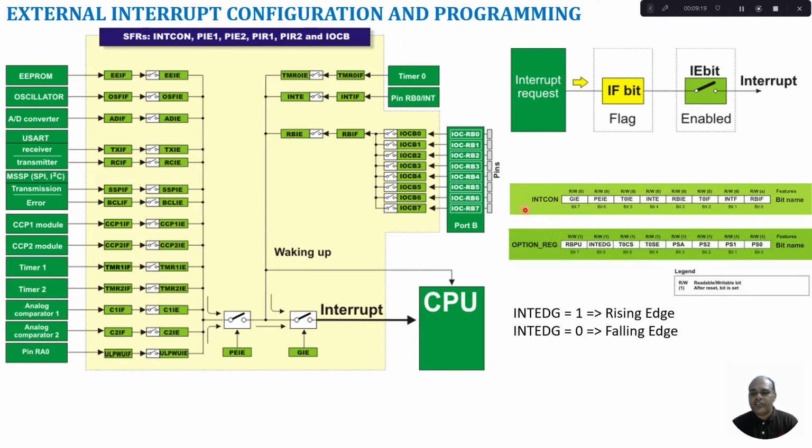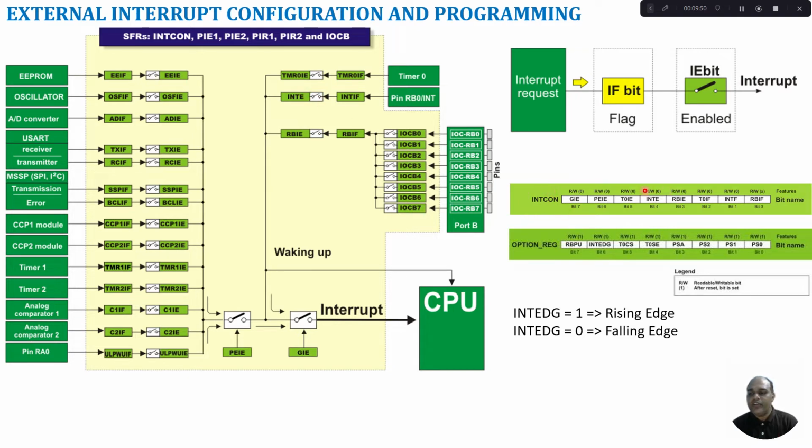The first register we are going to talk about is the INTCON register, interrupt control register. In that you can see the bit GIE is nothing but global interrupt enable, which is this line. So this I have to set to 1. Then only this signal coming here can go to your CPU. And then I need to configure this INTE also. INTE is also available in the INTCON register.